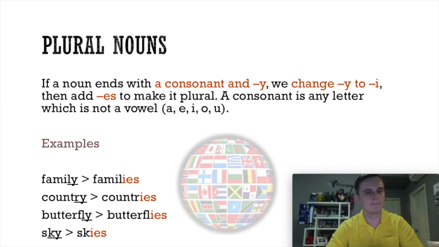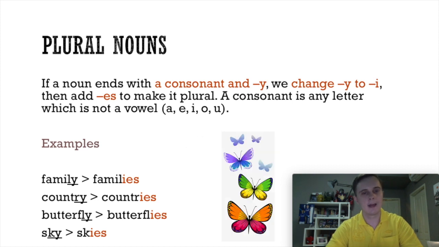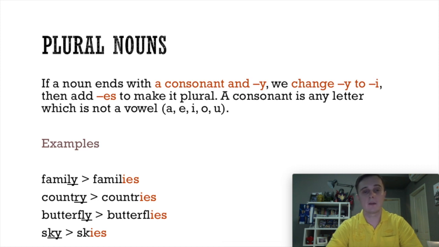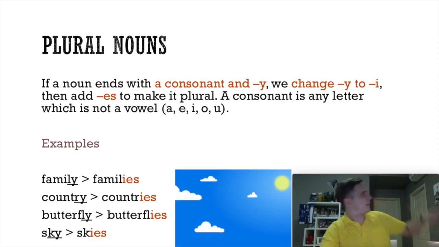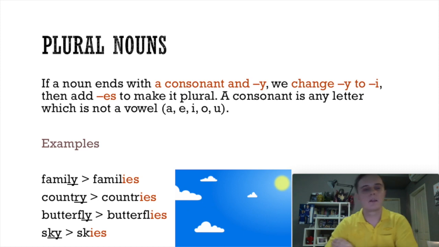C-O-U-N-T-R-I-E-S, no more Y. Butterfly ends with L-Y. So again, I do not just add S, I change Y to I, and then I add ES because it ends with consonant and Y. Last one, sky. If I say look in the skies, then I do not just add S, I do not just add ES, I change Y to I, then add ES. So again, skies, S-K-I-E-S, no more Y.